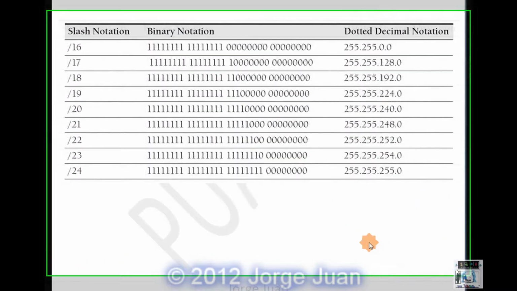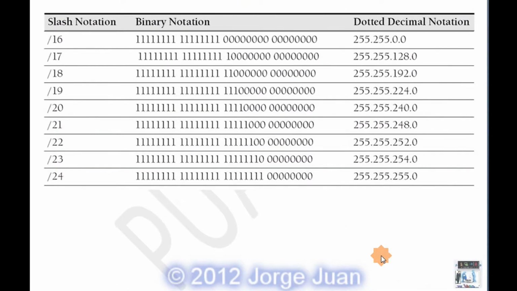This is a small table of slash notation and the corresponding binary notation, and also the corresponding dotted decimal notation. And if you are thinking you need to memorize these, you're right. The only way that you can be successful at understanding and working with IP version 4 addresses is to know these numbers by heart. There's 9 of them, and they repeat.